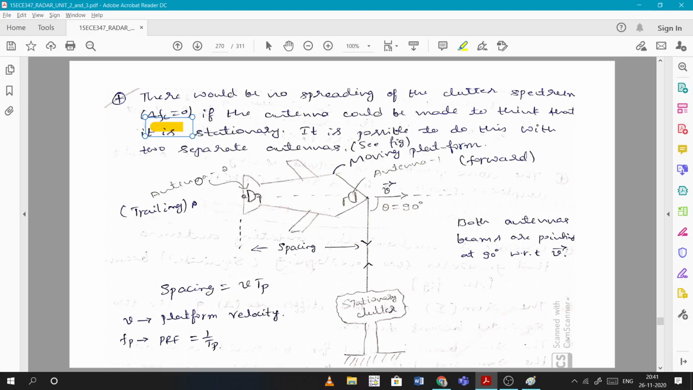We can make it with two separate antennas. How to make it is, in a plane, at the front we will keep one antenna and at the end we will keep another antenna. What happens? It will transmit and receive, right? When this is moving, these are separated by a spacing. The spacing value is V into TP. V is the velocity of this platform, and TP is the pulse repetition period. So when it sends the data here and it comes back, this is stationary clutter. When it is moving, it will reach this point and then again send. So again it will detect the same object. That means even though it is moving, it senses the same object twice. You understand, right? But the computer doesn't know, so it feels that it is not moving.